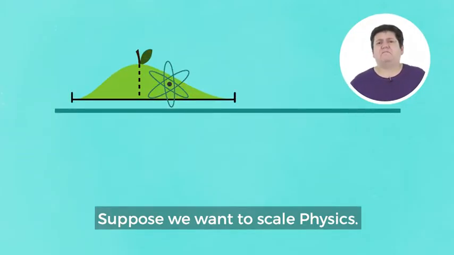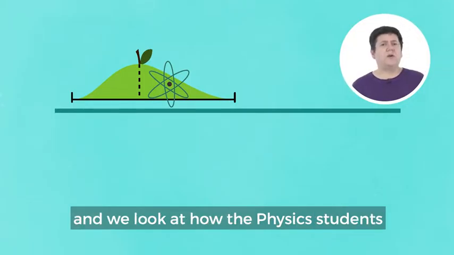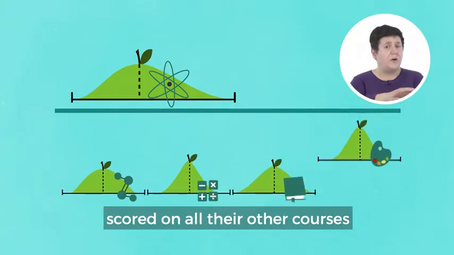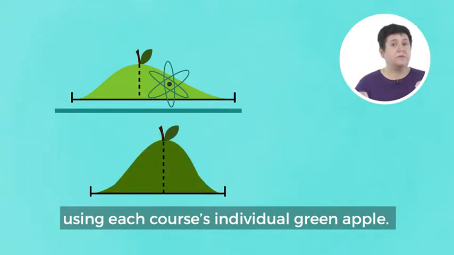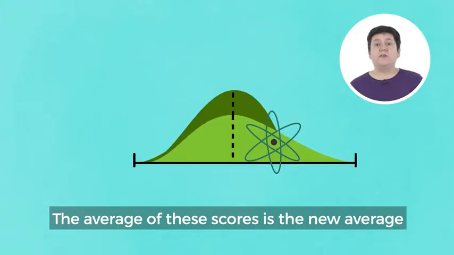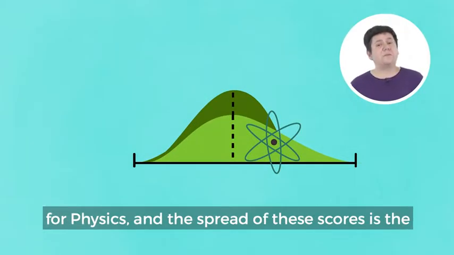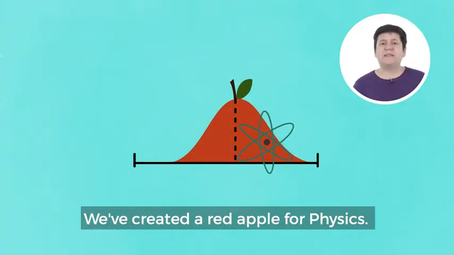Suppose we want to scale physics. We ignore the marks in physics and we look at how the physics students scored on all their other courses, using each course's individual green apple. The average of these scores is the new average for physics, and the spread of these scores is the new spread for physics. We've created a red apple for physics.